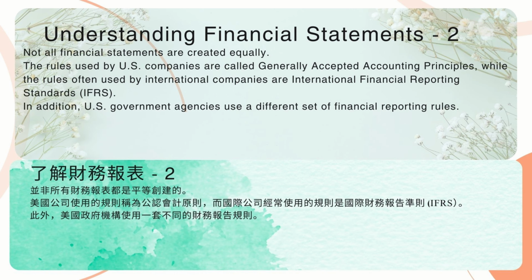Not all financial statements are created equally. The rules used by US companies are called generally accepted accounting principles, while the rules often used by international companies are international financial reporting standards, IFRS. In addition, US government agencies use a different set of financial reporting rules.